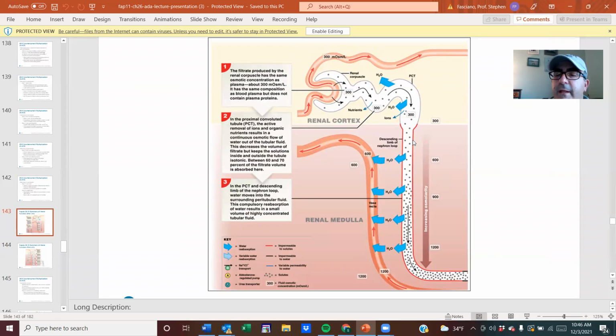As it travels down the nephron loop, water is moving out of it, right? And so you can see that the tissue surrounding the descending limb of the nephron loop gets more and more concentrated.